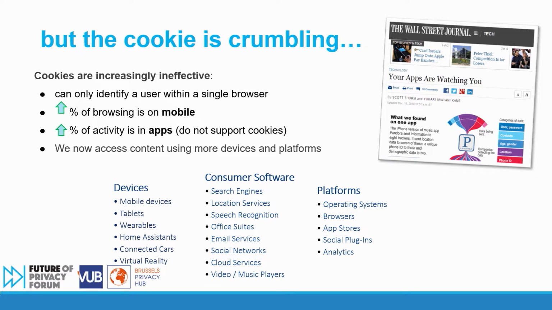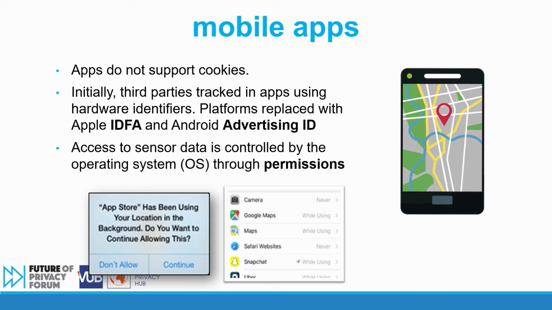The cookie can only identify an individual inside of a single browser, desktop browser, mobile web browser, but those two are separate from each other, and then also separate from information about the individual inside of a particular app. A lot more browsing is on mobile, and that activity inside of apps is not supported by cookies typically. And so now we're all accessing data. That engagement with media is fractured across multiple experiences, multiple platforms.